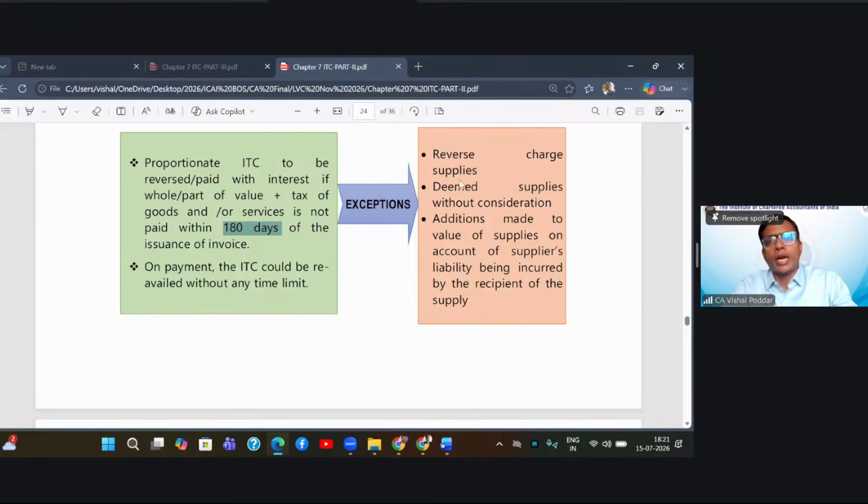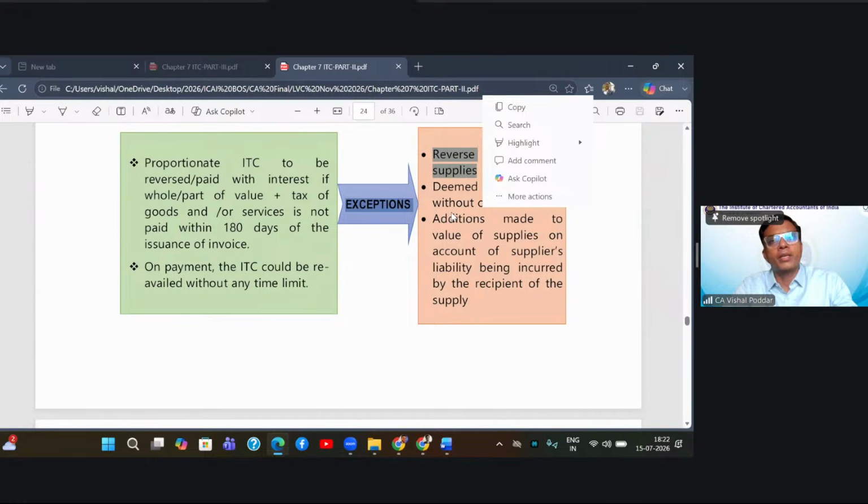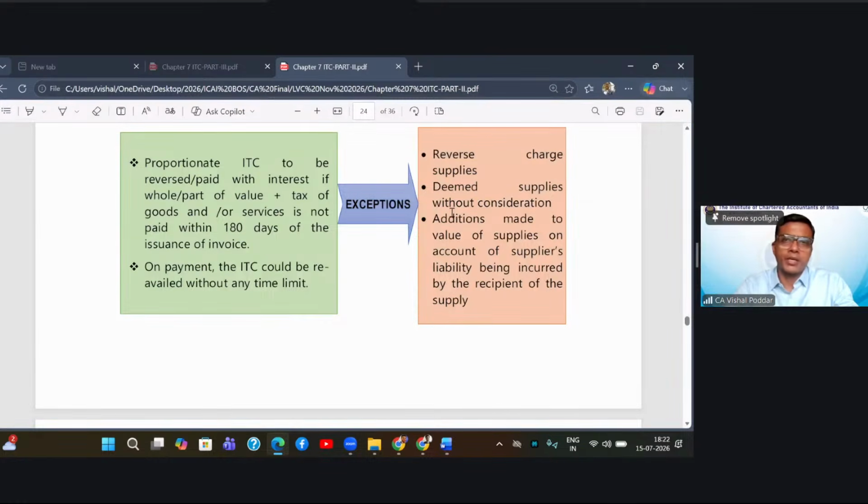This 180-day rule has some exceptions, which means in these three cases, you need not follow the 180-day rule. It means even if no payment is done, still the 180-day rule will not apply and still the ITC will be eligible. You need not reverse it. First, where the tax is paid by the recipient himself under RCM. So you yourself have paid the tax under reverse charge mechanism. In such cases, you are not required to reverse even if payment is not made to the supplier.